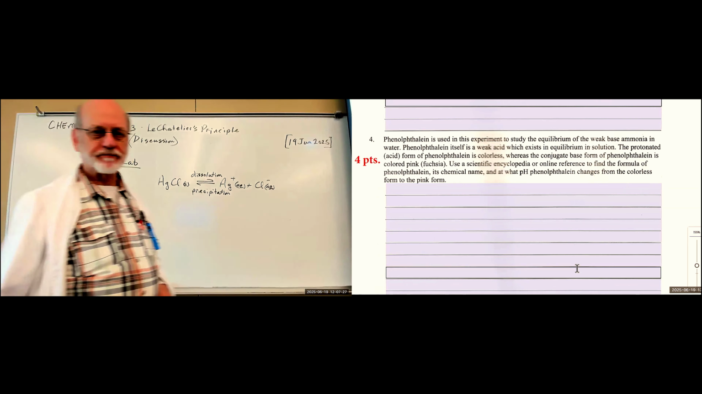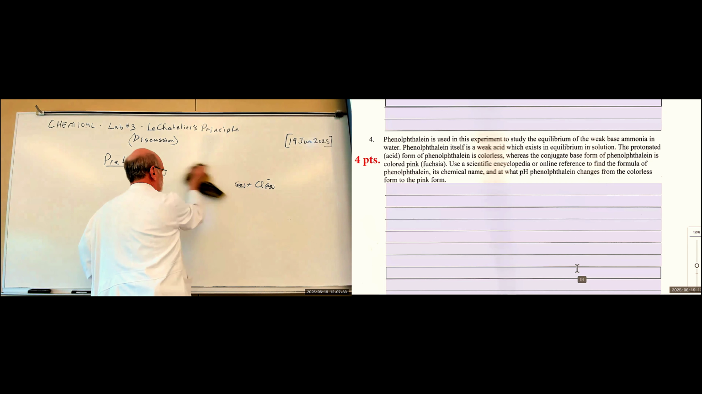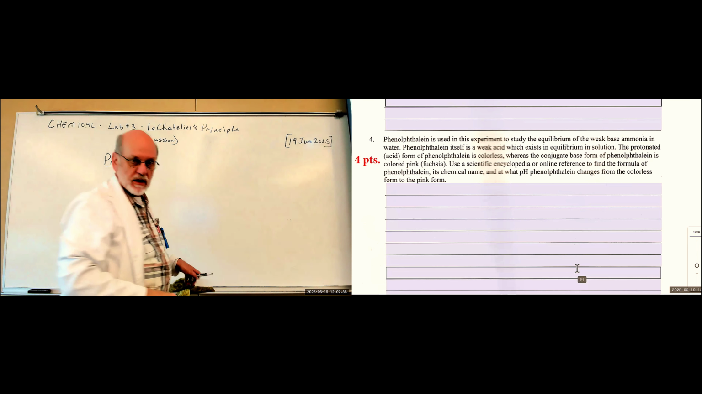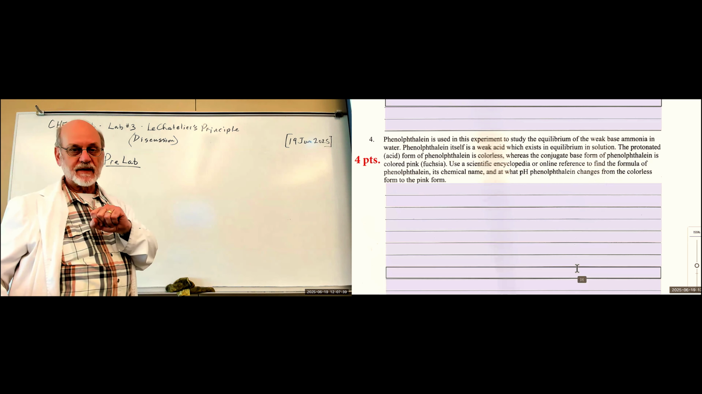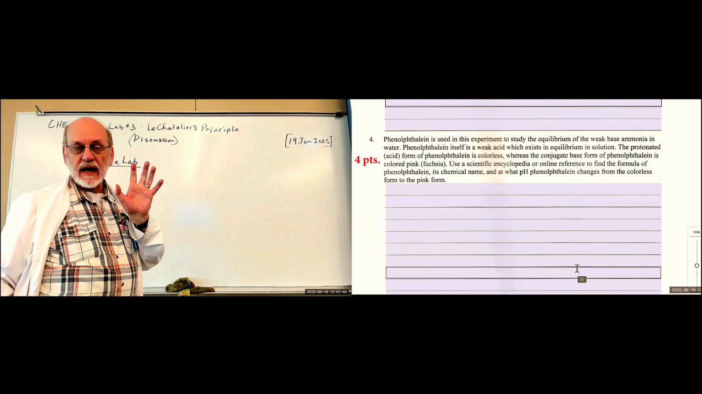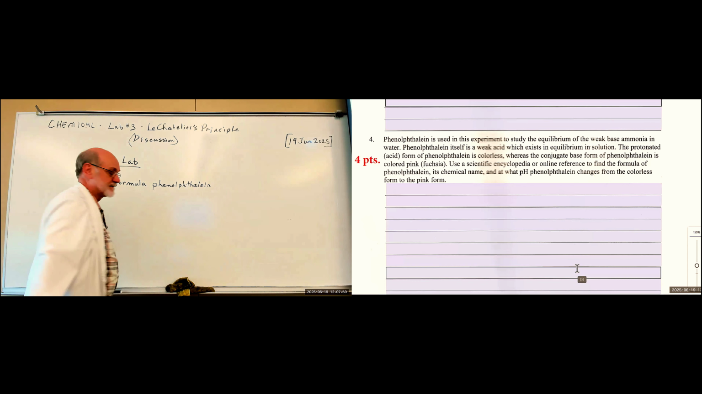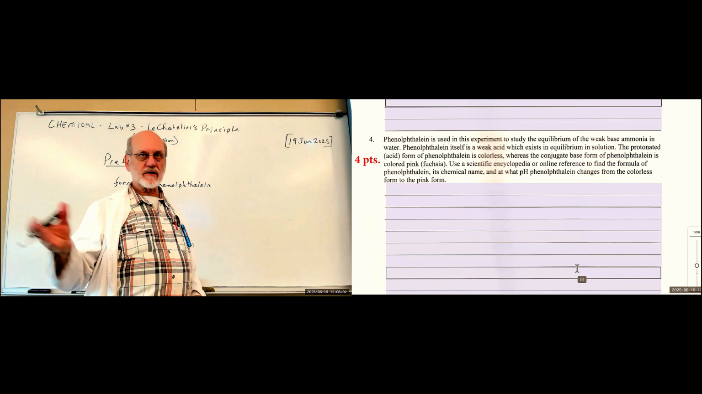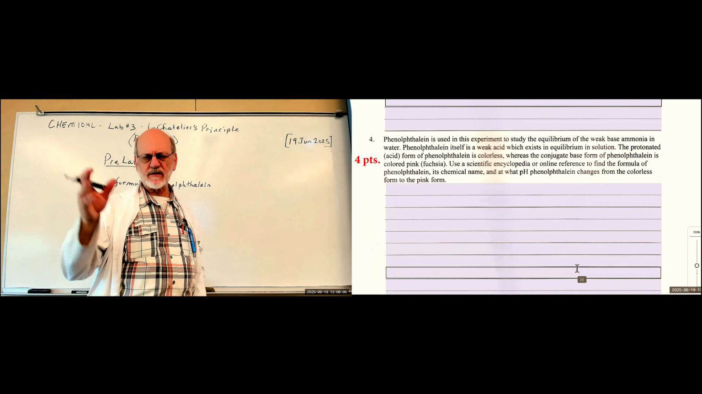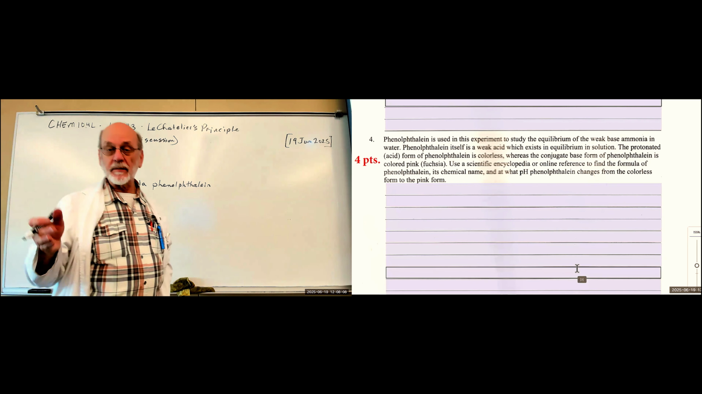Now, number 4, I'm going to let you look that one up yourself, because you need to go do some research for that one. You need to get three things here. The question is, find the formula for phenolphthalein. Carbon, hydrogen, oxygen, I think is all there is, but there may be others. Just look it up, write it down.